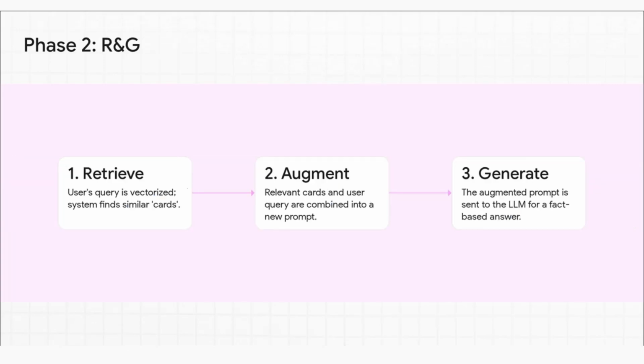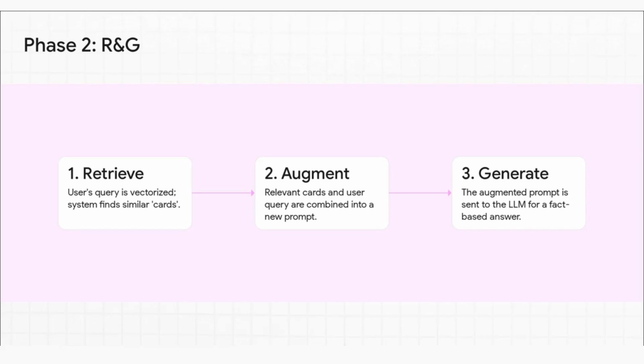Then you have phase 2, which happens instantly, right when you ask a question. First, your question also gets turned into one of those GPS coordinates. The system then zips over to the library and does a search to find the index cards whose coordinates, whose meaning, are closest to your question. Next, it augments the prompt. It takes your original question and bundles it together with the information from those top matching index cards.